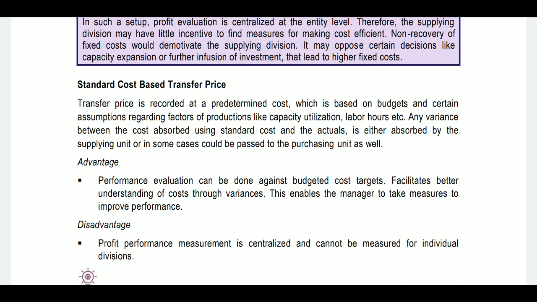We will use this standard cost. Whatever cost we incur, whatever the profit is, whatever the market price is, we will not bother about that. So in standard cost, only the budget cost plus the assumptions for factors like capacity utilization and labor hours, the amount we are utilizing and are going to utilize, will be added. If there are any variances between cost observed using standard cost and actual, it is either absorbed by the supplying unit, or in some cases can be passed to the purchasing unit as well.